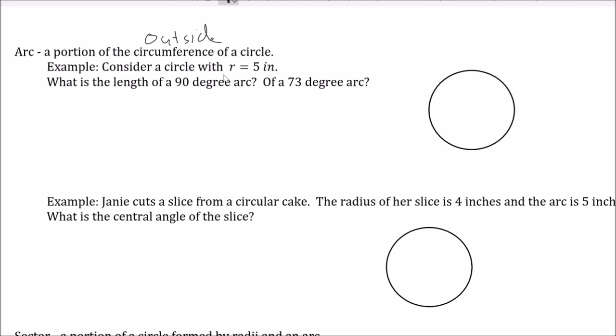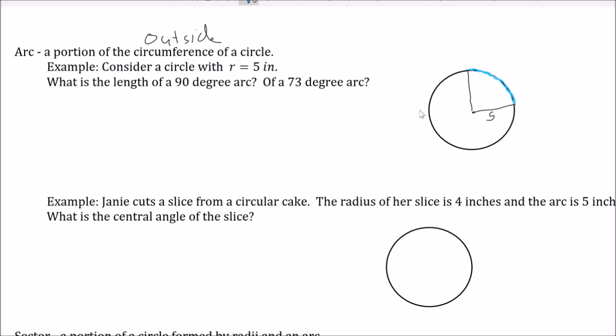Let's do an example. Let's consider this circle here with a radius of 5 inches. I'm going to draw that in. We want to know the length of a 90-degree arc. Let's make a 90-degree angle, best of our ability. The arc is this out here. Okay, it's that curve. It's the part when we saw that animation that the radius became the arc, that part on the outside. Okay, so we're being asked, how long is that arc?